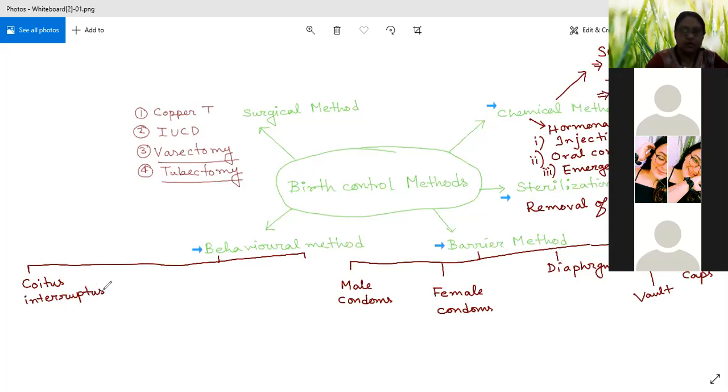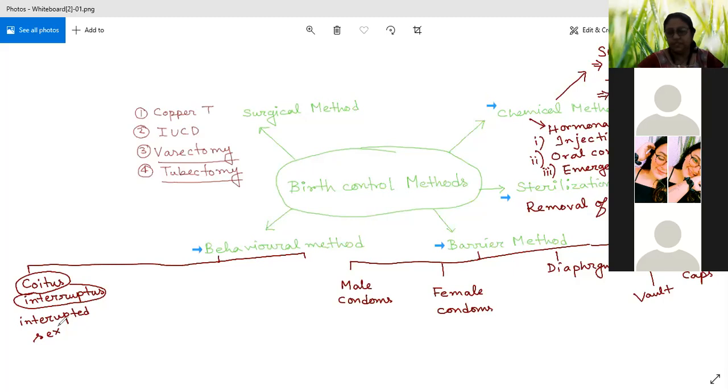What do we mean by this word coitus interruptus? Coitus means intercourse, that means insertion of the penis into the vagina and ejaculating the semen. That part is known as coitus. And the second word that is important here is interruptus. So two words are making this combination meaningful. What do we mean by coitus interruptus? The meaning of this is basically interrupted sex.